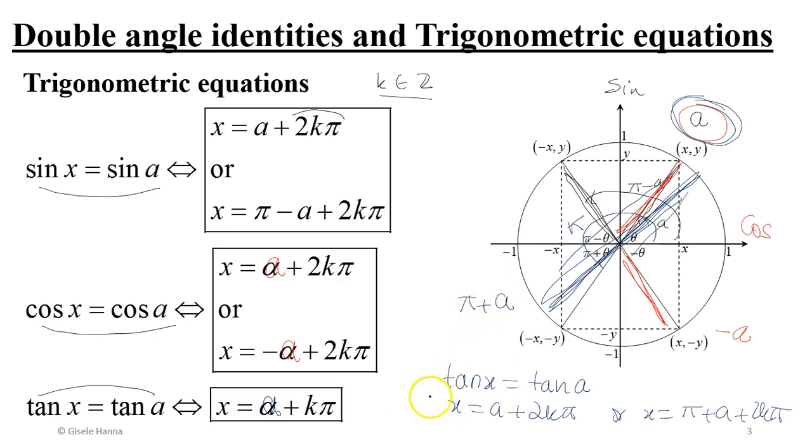So in fact, this definition and that definition are equivalent. You could take a and pi plus a, each plus 2k pi, or you could just take a plus k pi, since we already know that tan is pi periodic anyway. So eventually, for different values of k, these two sets should give you exactly the same solutions.